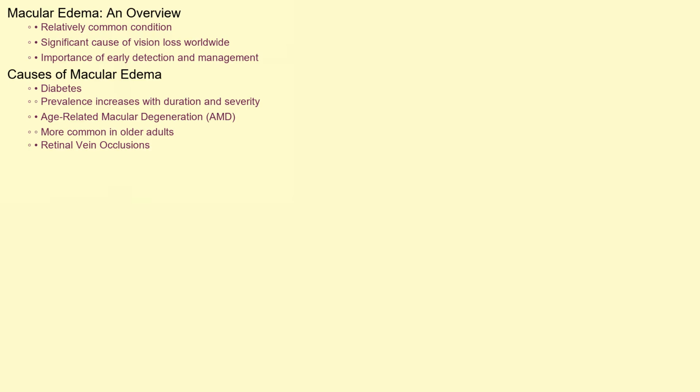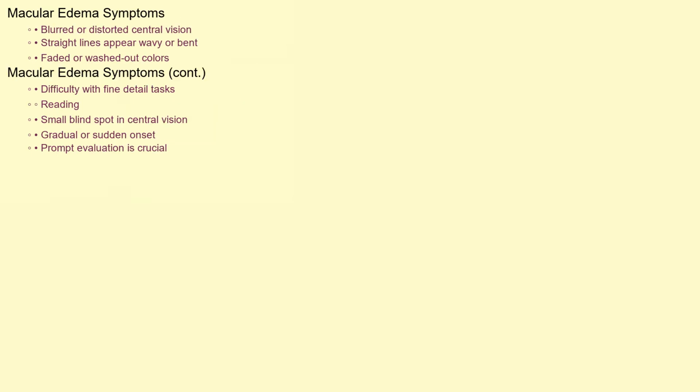Macular edema is a relatively common condition, especially among individuals with diabetes. The prevalence of diabetic macular edema increases with the duration and severity of diabetes. Age-related macular degeneration is another major contributor, making macular edema more common in older adults. Retinal vein occlusions also significantly contribute to its prevalence. While specific numbers vary depending on the study and population, macular edema represents a significant cause of vision loss worldwide, highlighting the importance of early detection and management.